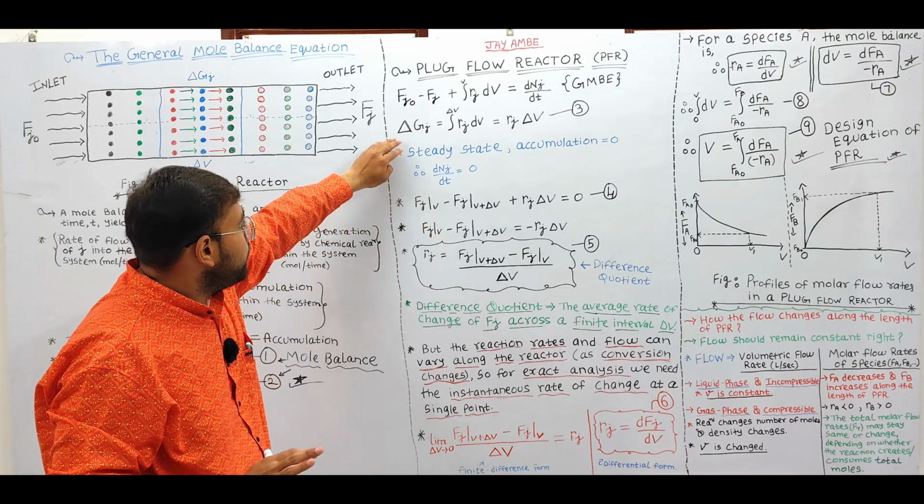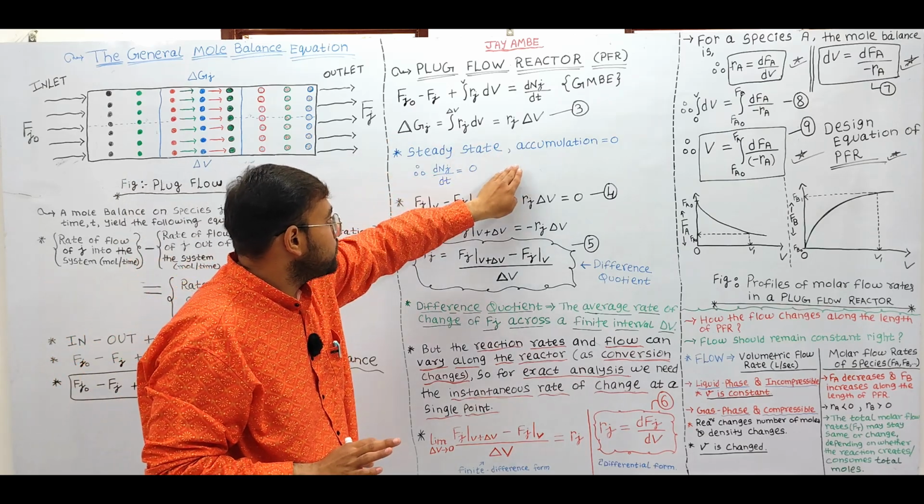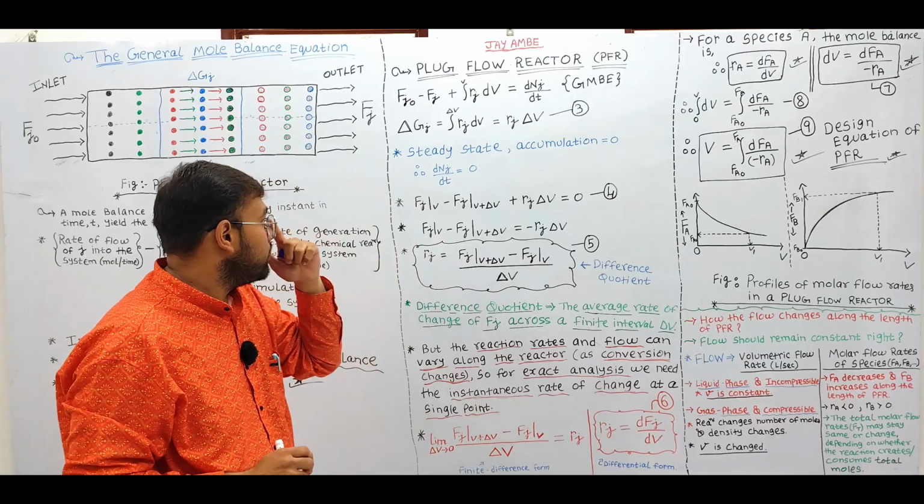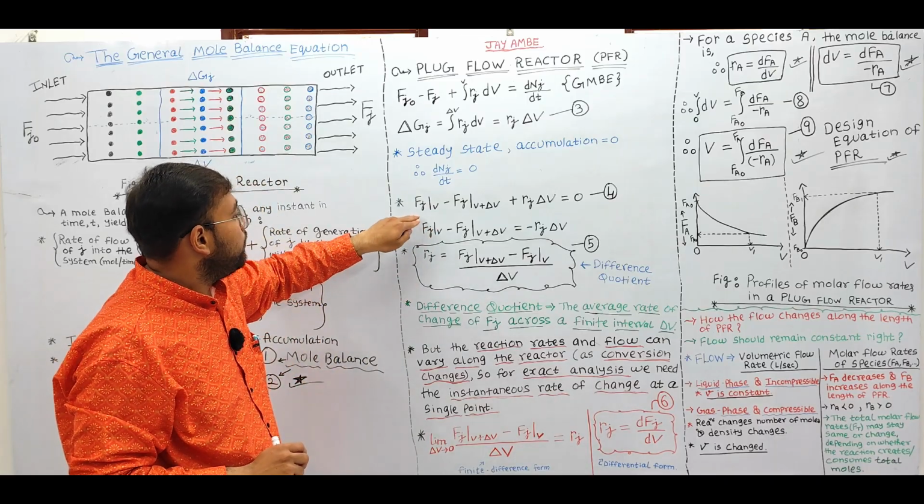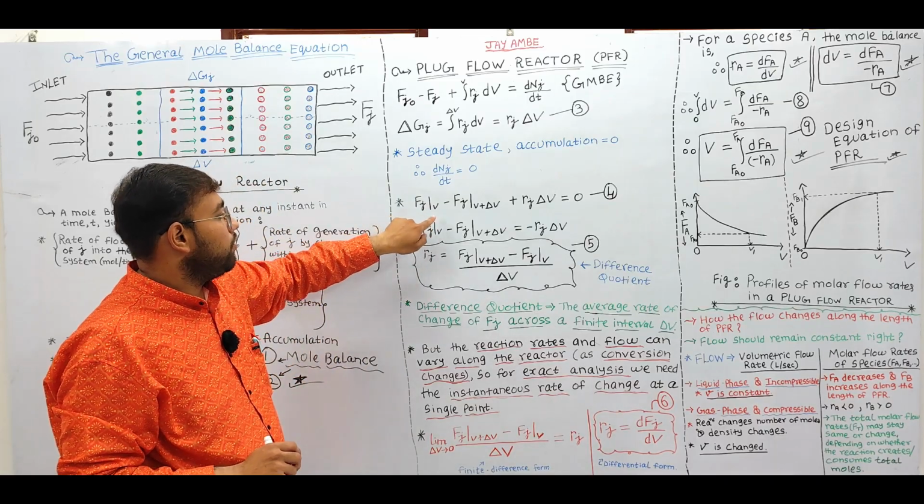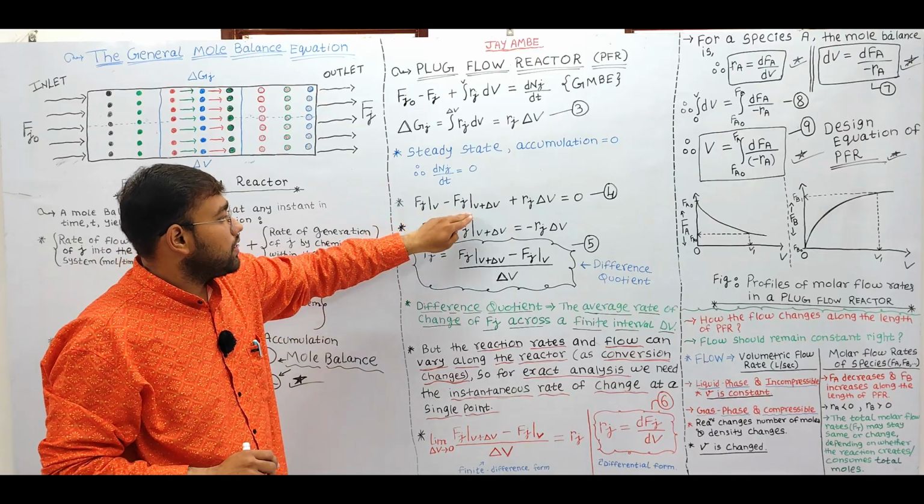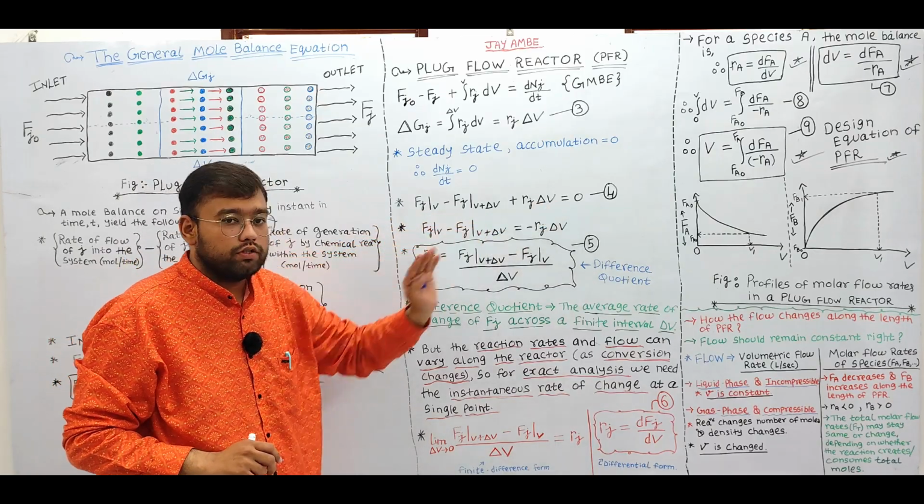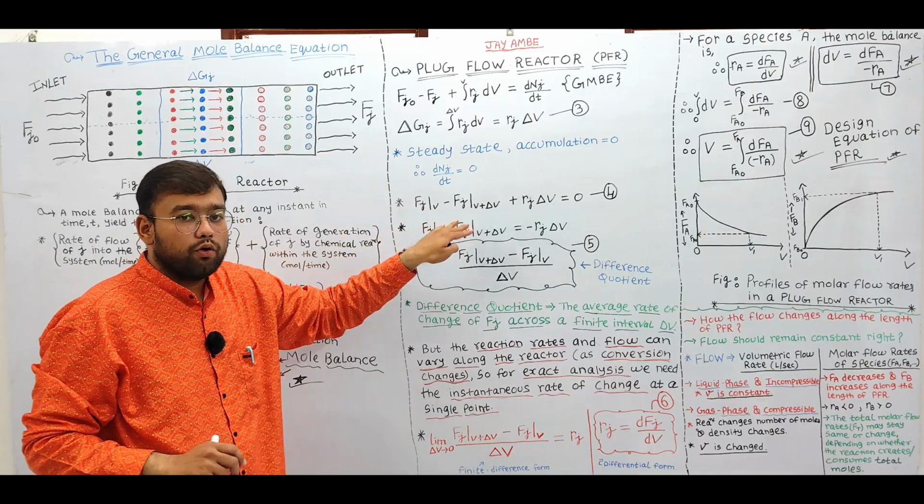So due to those reasons, we'll apply these values into the general mole balance equation. Let's write the inlet term Fj: inlet term minus outlet plus generation is equal to 0. We'll understand this equation 4.